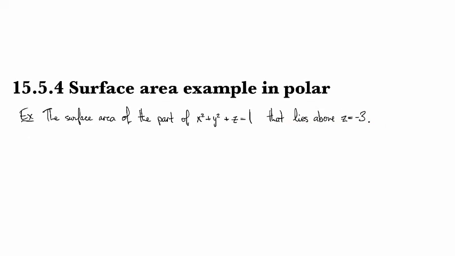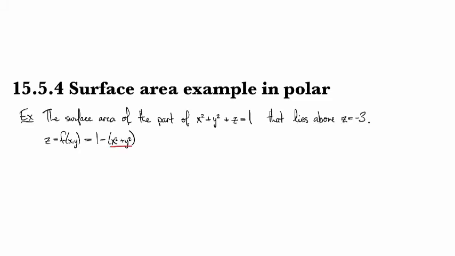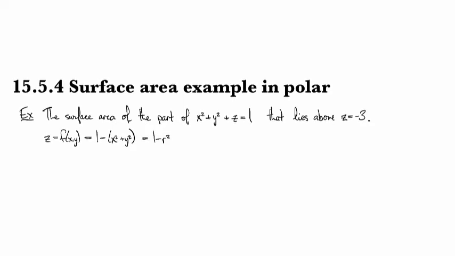So first off, we're going to be considering z to be a function of x and y. We'll solve this for z by subtracting the x squared plus y squared over to the other side. And notice this part that I've got here in parentheses, I did that to highlight the fact that this is 1 minus r squared in polar coordinates, right? So that's why we're going to use polar coordinates for this example.